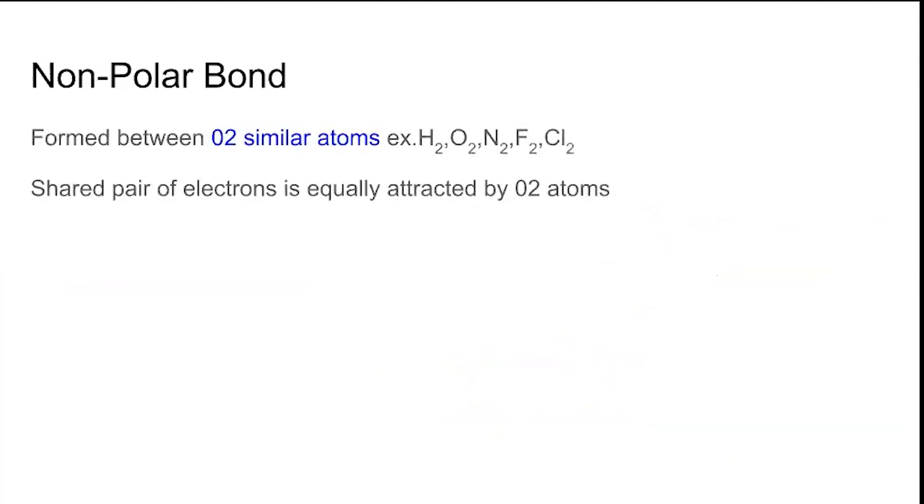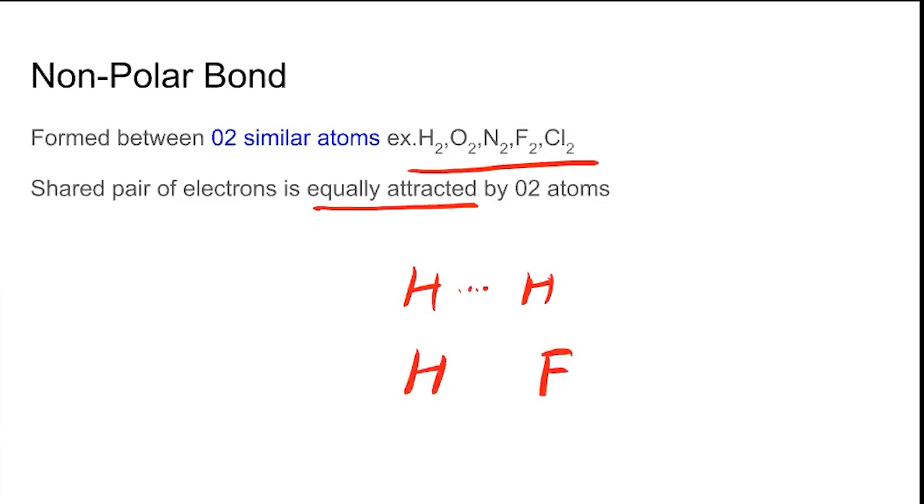Here they are equally attracted. So like there are two H, the electrons are equally in between the two atoms. But suppose you take a molecule like HF. This electron is not in the middle. Electrons go this side. So what will happen? Partial charge on the F would be negative.